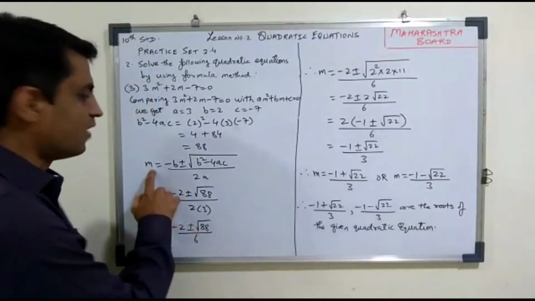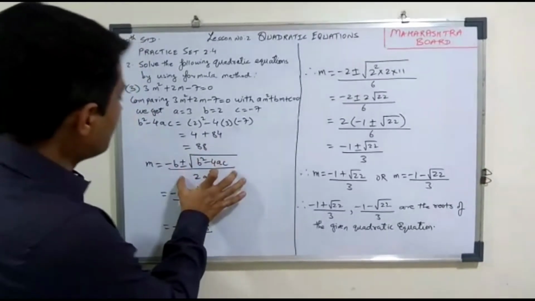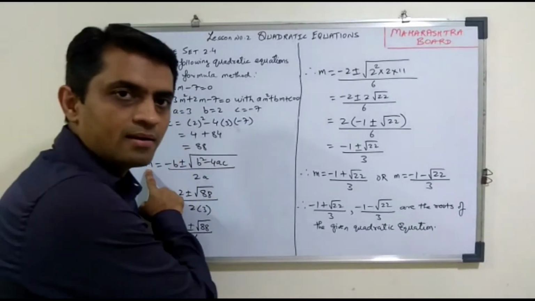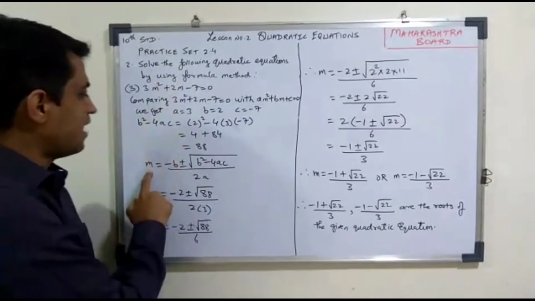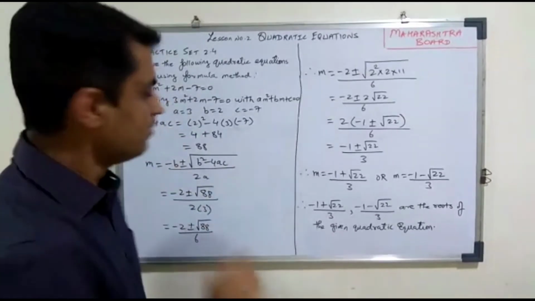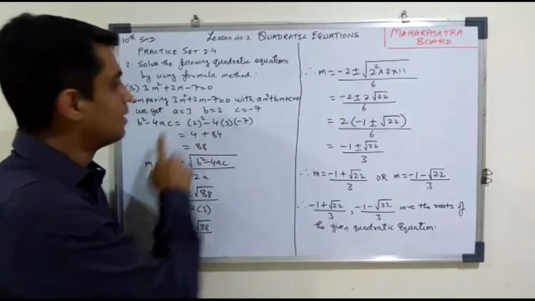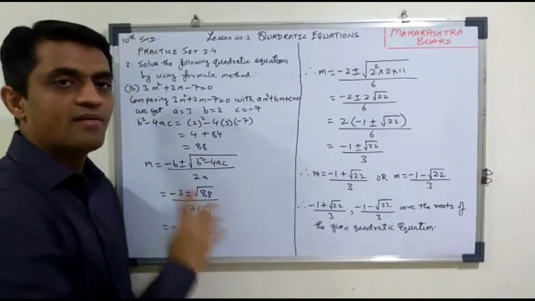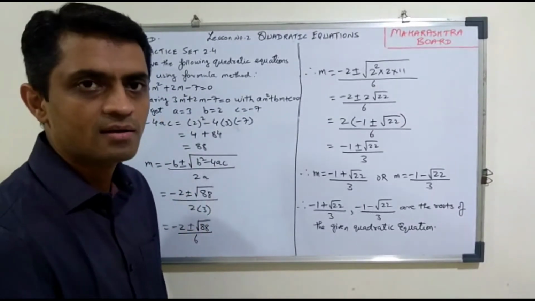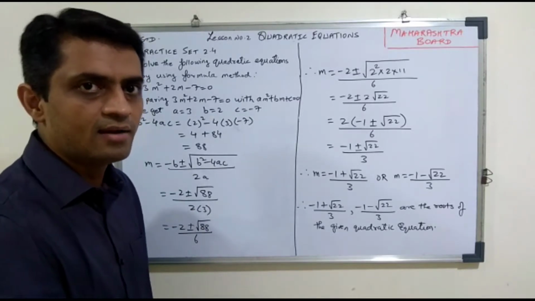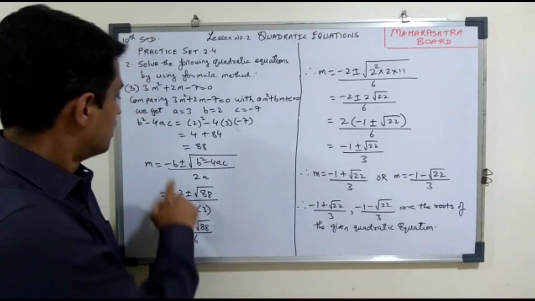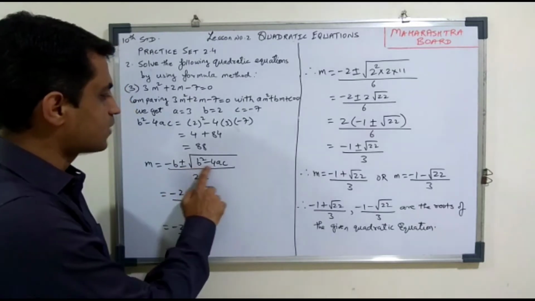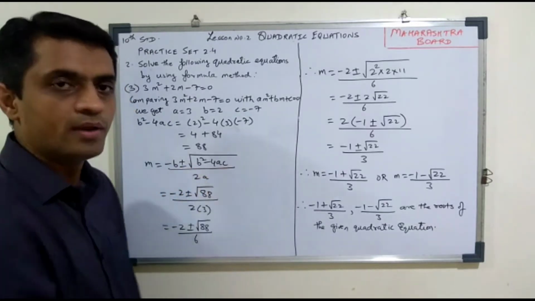Now we will use the formula. When you are writing a formula, since the equation is in m form, you will write m here. Why? Because it is in m form. If it is in x form, we usually write x. If it is in y form, we write y. So don't forget, otherwise you will suffer. You can get less marks. So m is equal to minus b plus or minus root b square minus 4ac upon 2a.